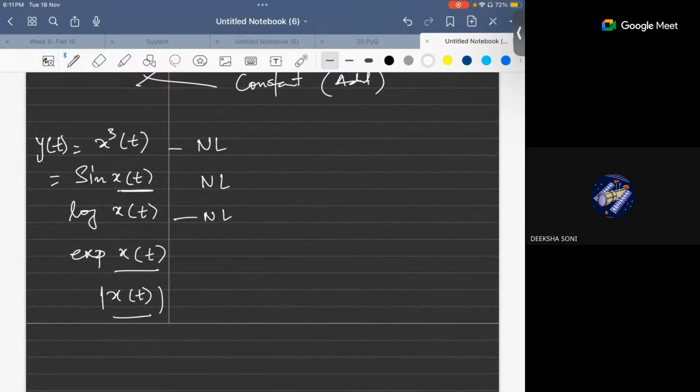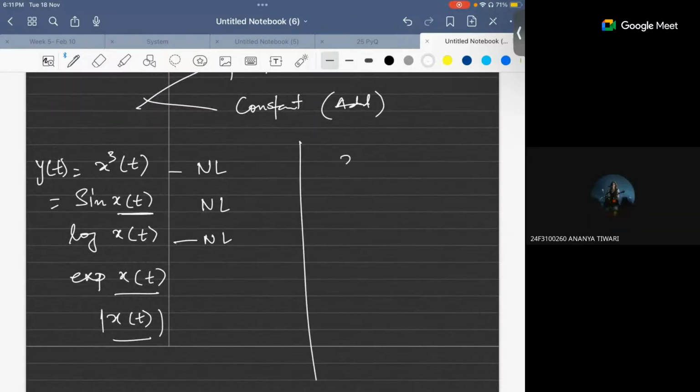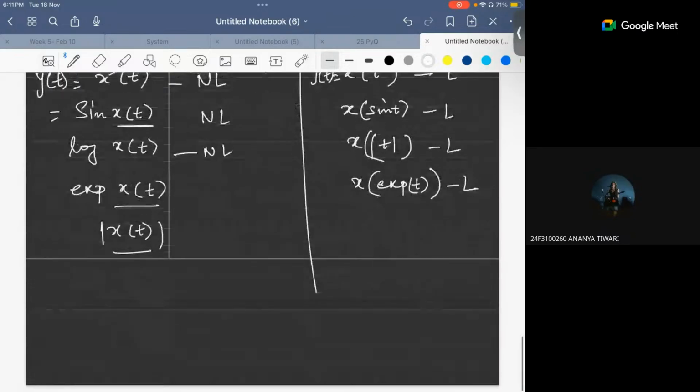Is this clear to everybody? Are you able to understand this? Yes, sir. Right. Can you tell me what about this system, is this linear or non-linear? x of t cube. This is linear, because I told you the operation on x will make the system non-linear, not on t. Similarly, if you have a system x of sine t, this is also linear. x of mod t is also linear. So the operation on t doesn't make any impact on the linearity of a system. x of exponential of t will also not impact the linearity. I hope this is clear.